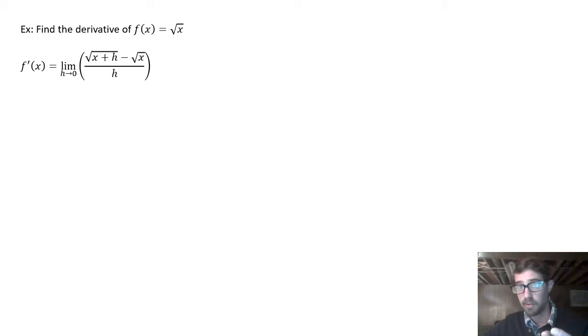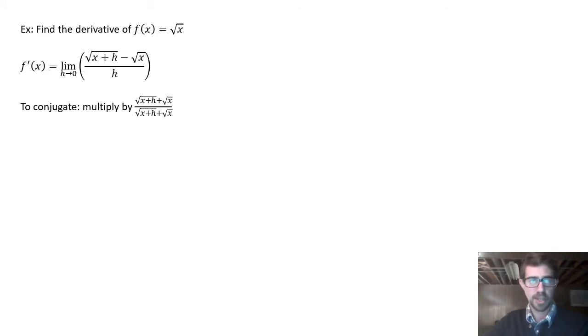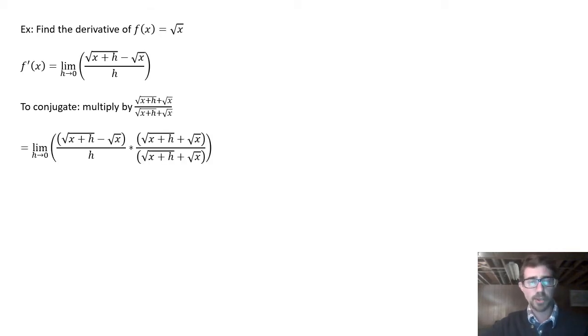So remember, the conjugate of the square root of x plus h minus the square root of x is the square root of x plus h plus the square root of x. So we want to multiply the numerator by that in order to simplify it. And we also have to multiply the denominator by that, because otherwise we're not allowed. So that's what we mean by conjugating. So still working within the limit to try to simplify it to where we can just stick 0 in for h. That's what that looks like.